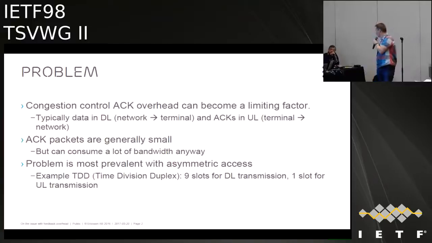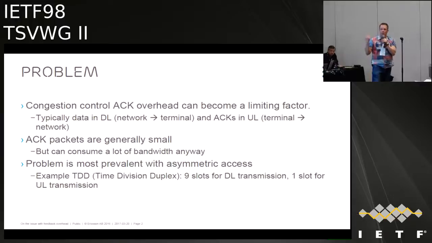The problem here is that congestion control ACK overhead can sometimes become a limiting factor. That applies typically if you have a lot of data in the downlink and ACKs in the uplink. The ACK packets are generally small, while the data packets can be 1500 bytes or maybe even larger. Still, even though the ACK packets are small, they consume quite large amounts of bandwidth in a radio environment anyway.